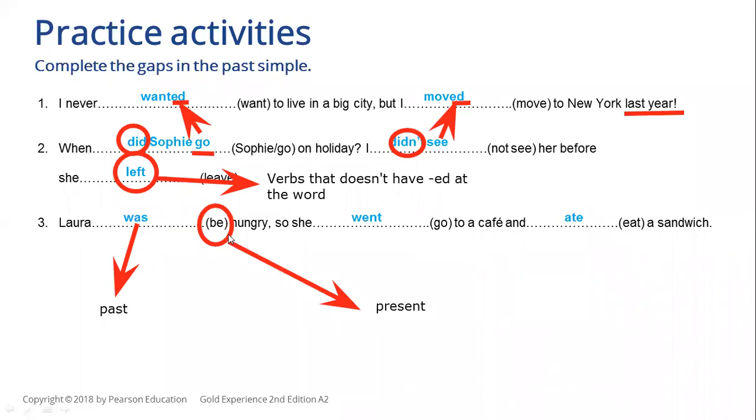Now, Laura was hungry, so she went to a cafe and ate a sandwich. These ones you see over here are irregular verbs also. These ones are verbs that you don't have to add an ed. These ones are irregular verbs.